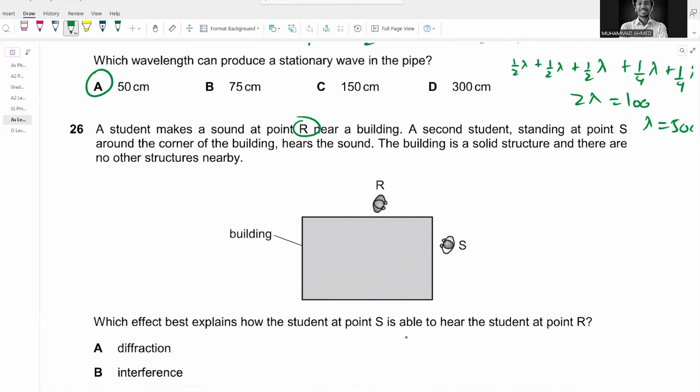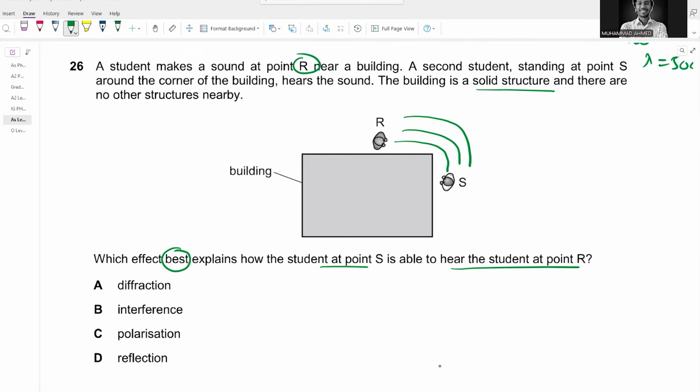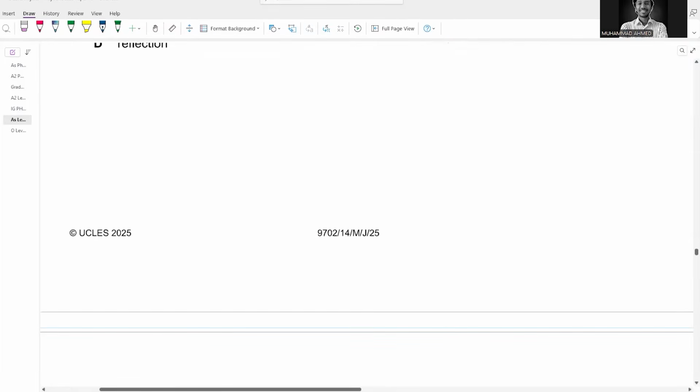A second student standing at point S around the corner of the building hears the sound. The building is a solid structure and there are no structures nearby. Which effect best explains how the student at point S is able to hear the student at point R? बेटा R जो आवाज निकालेगा वो diffract होगी around this building and then it will reach student S. A is your answer. Let's further move ahead.